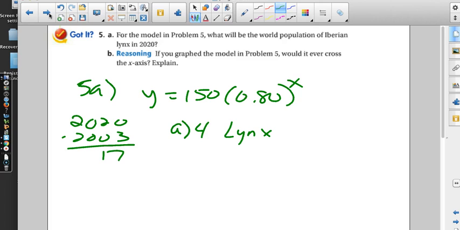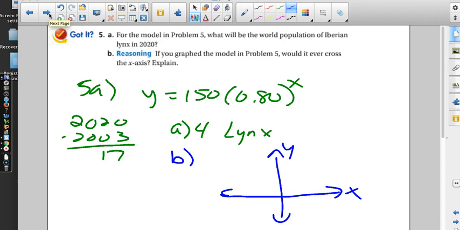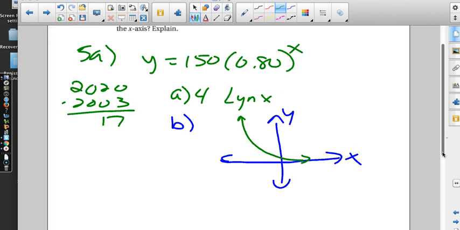B says, if you graph this model, would it ever cross the x-axis? Well, that's a strange question. Let's see. So, was this growth or decay? Definitely decay. So it was going to look like this. Their question is, are we ever going to drop below this x-axis in this problem? Why not? Can't have a -6 lengths. Can't happen. 0 is going to be the lowest you're ever going to go.